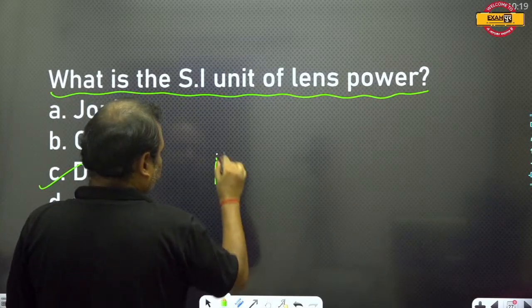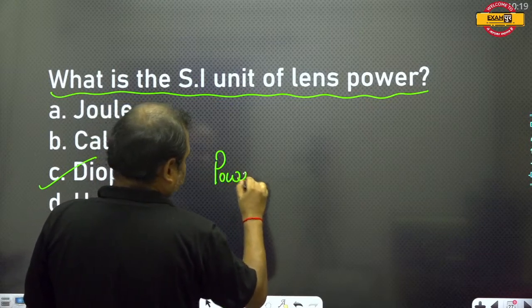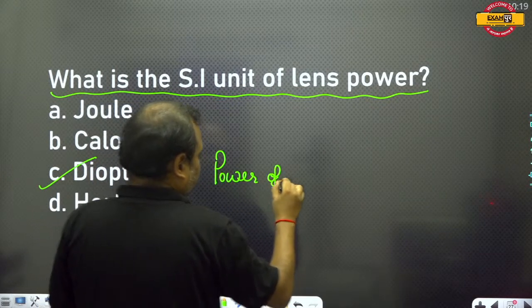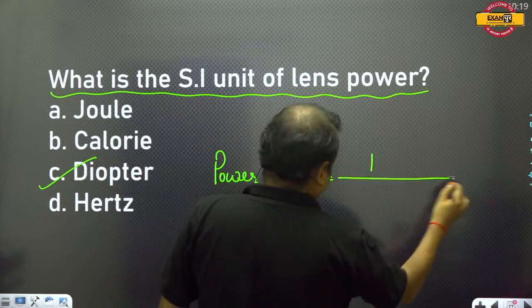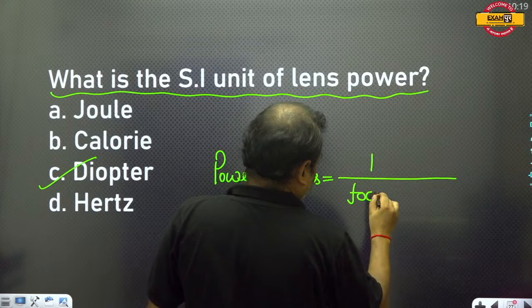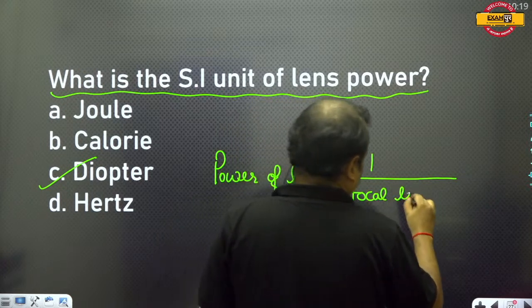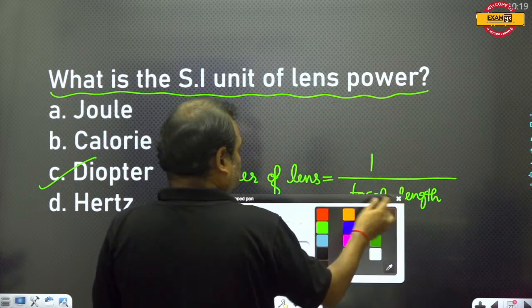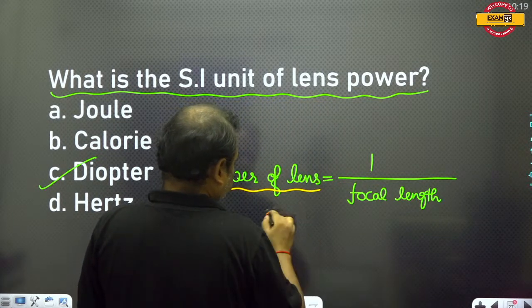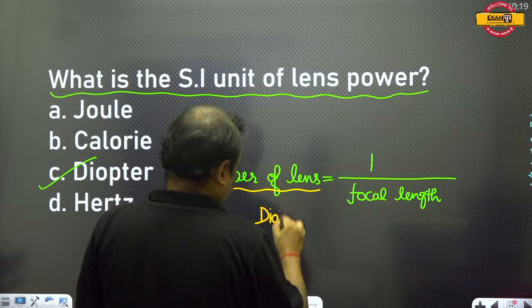Actually, power of lens can be written as 1 upon focal length of lens. So power of lens, this is diopter.